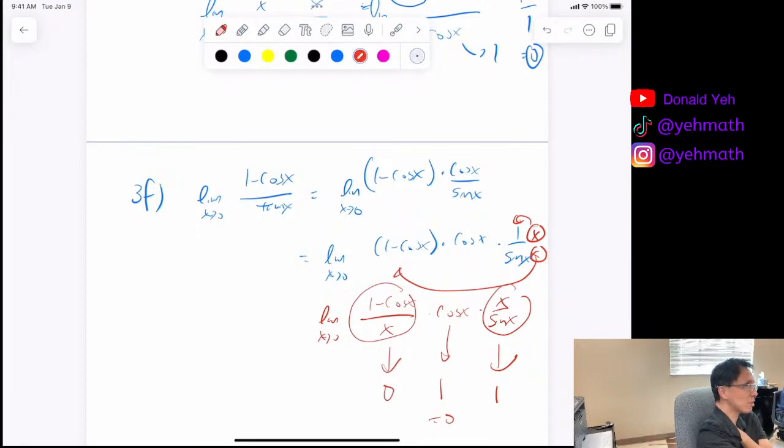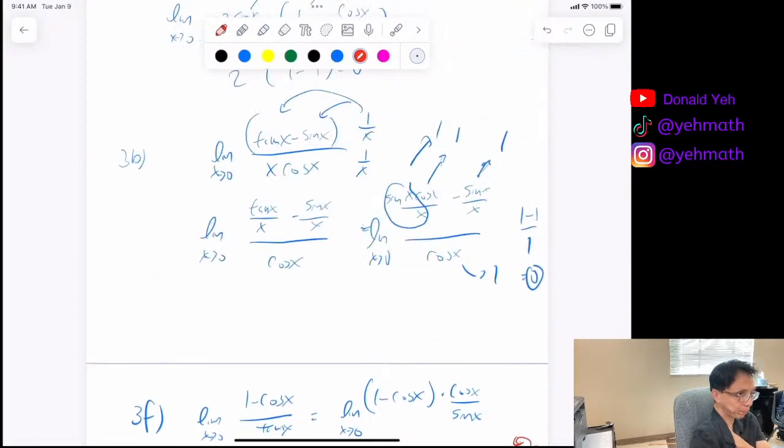Oh, last one. 3b. Why did it become sine of x times cosine? Like, we have the last step, if x over x becomes sine of x. Oh, I mean this. You're right. This was cosine of x right here. It doesn't matter. That still becomes 1. I probably wrote it too fast.